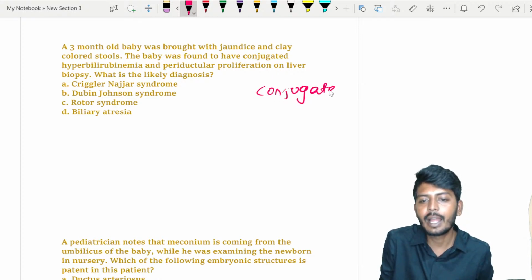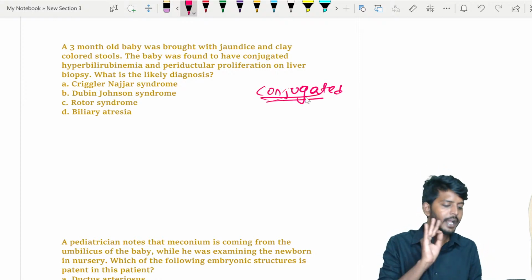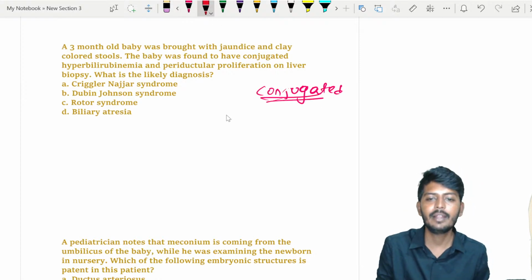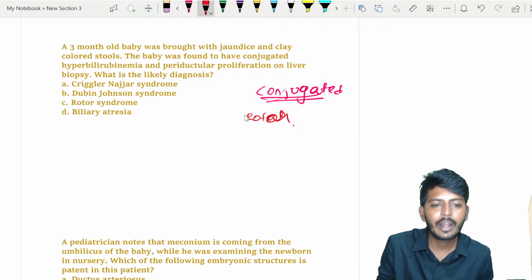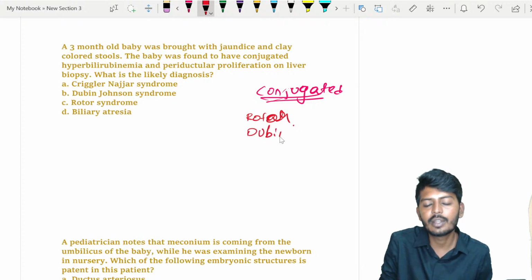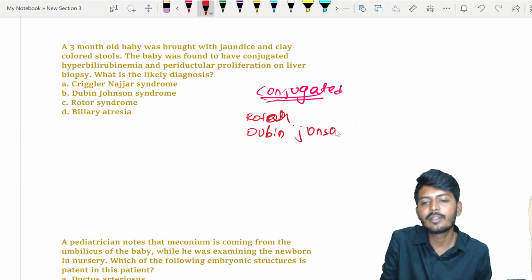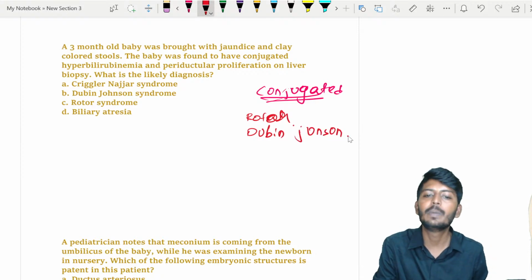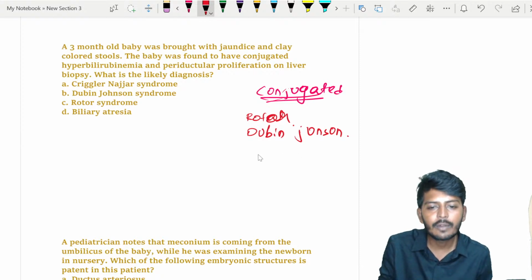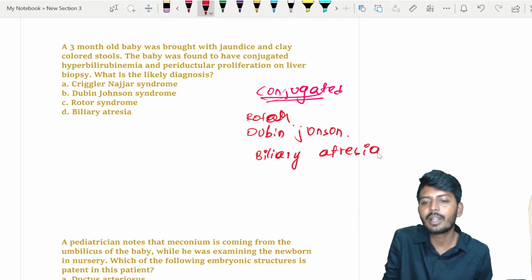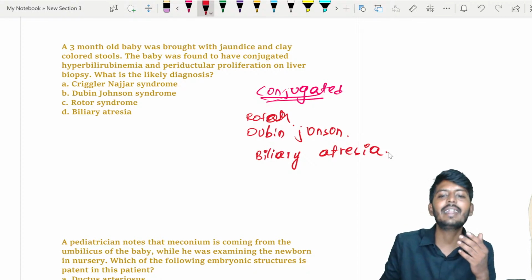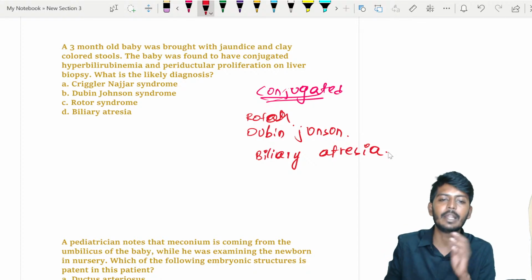So conjugated hyperbilirubinemia, what happens? That can be seen with Rotor syndrome, and that can also be seen with Dubin-Johnson syndrome, and also your biliary atresia. What is that? Biliary atresia. So all of these three will have an elevated level of conjugated bilirubin.